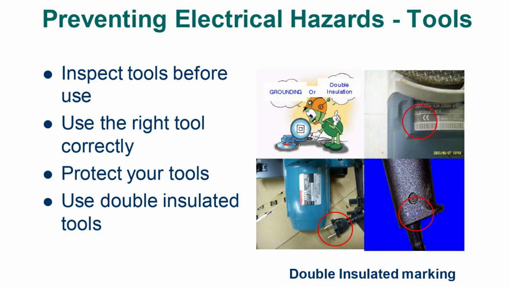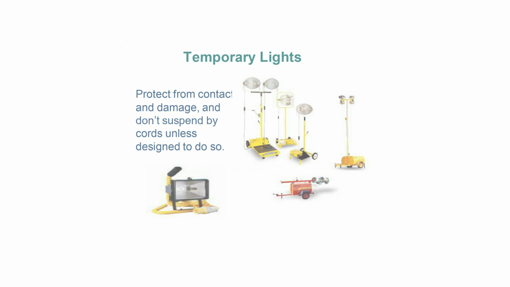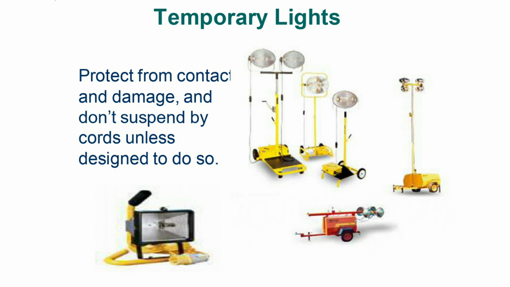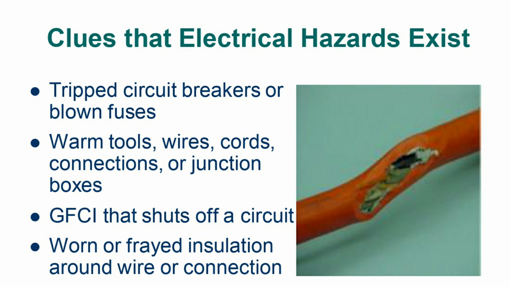Preventing electrical hazards. Tools: inspect tools before use, use the right tool correctly, protect your tools, use double insulated tools, double insulated marking. Temporary lights: protect from contact and damage, and don't suspend by cords unless designed to do so. Clues that electrical hazards exist: tripped circuit breakers or blown fuses, warm tools, wires, cords, connections, or junction boxes, a GFCI that shuts off a circuit, worn or frayed insulation around wire or connection.